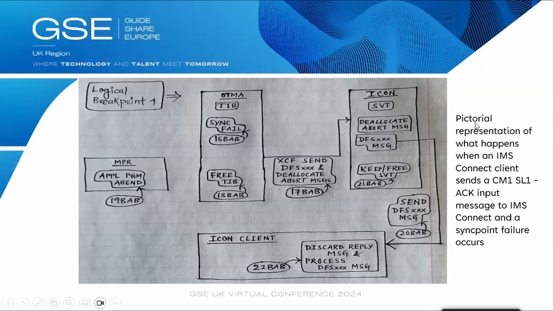So with this, we have taken a look at what happens when an IMS Connect client sends a CM1 SL1 ACK input message to IMS Connect, but a sync point failure occurs.